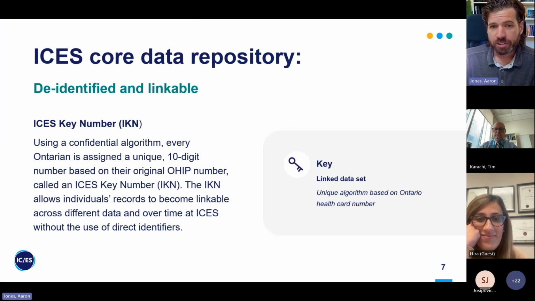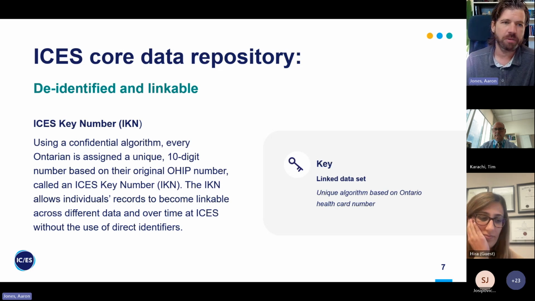So the reason why you might be interested in ICES is the core data repository, which is really the defining characteristic. It's a very useful and powerful resource because it is fully linkable, fully de-identified, and for most datasets, we have data on every person in Ontario who has a health card number. So basically, these OHIP numbers get scrambled to form a unique identifier that becomes fully linkable across all the datasets that we have available.